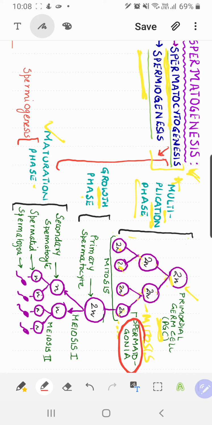After spermatogonia, the second stage would be the growth phase. Now, growth phase means something must be growing and increasing in size, right? So here it is quite understood that we will be taking one spermatogonium into consideration. Whatever is happening with one, it will be happening with all, right? But since we don't have that much space, you just take one cell as an example and see how things proceed further.